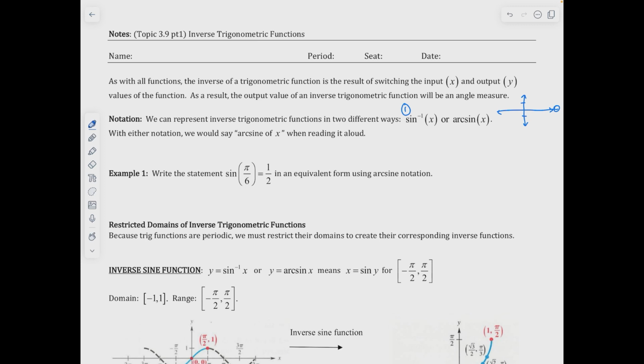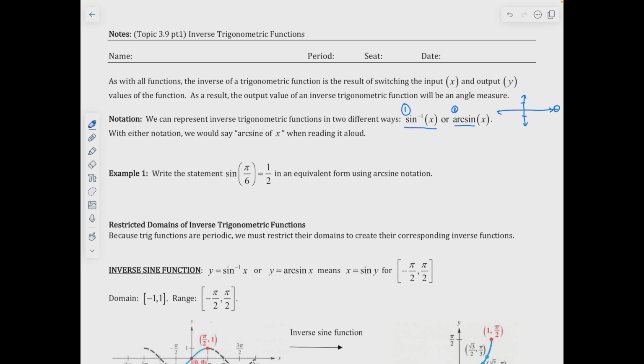The first way is with our trig function. It looks like it's to the -1 power, just like how we use inverse functions. Okay, so that's inverse sine of x. Or the second way that we can write it is with arc, so arc sine. So either notation, we can call it arc sine of x, or we can also call it inverse sine of x.